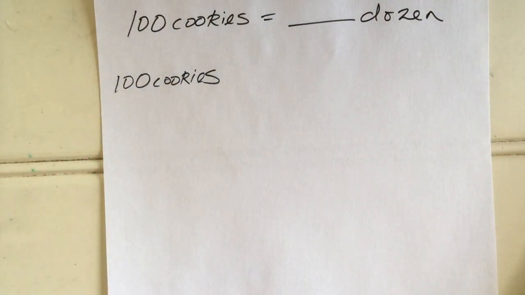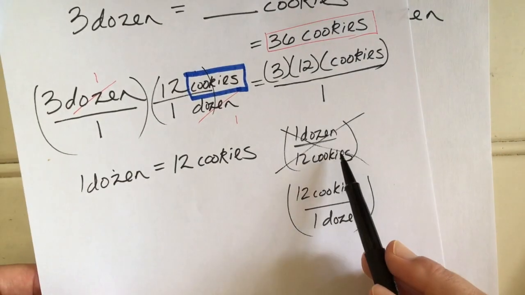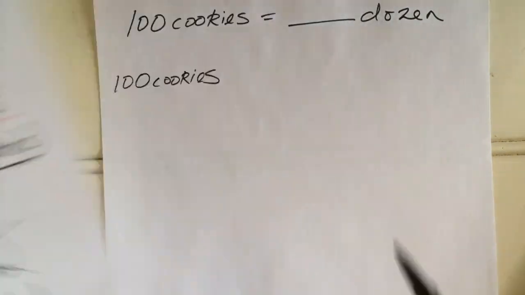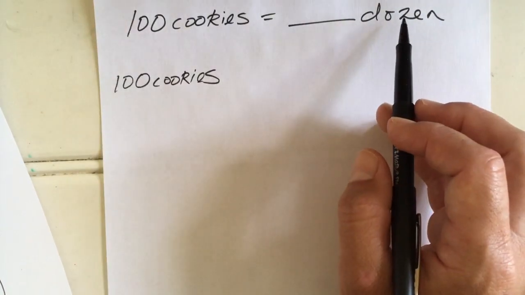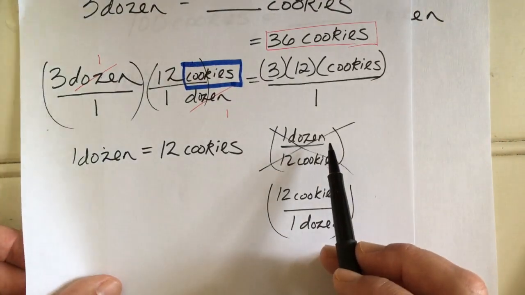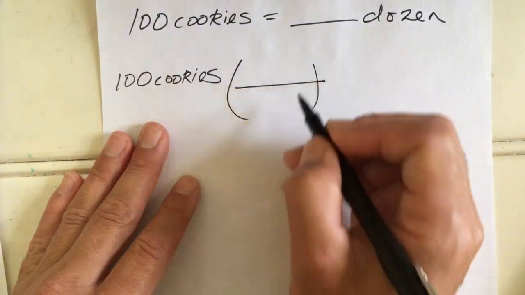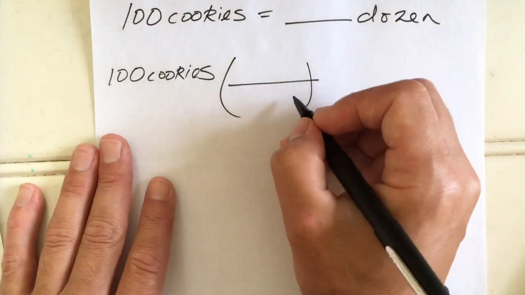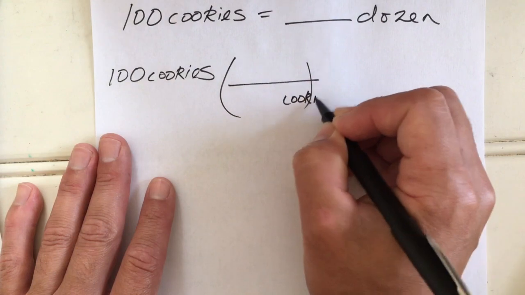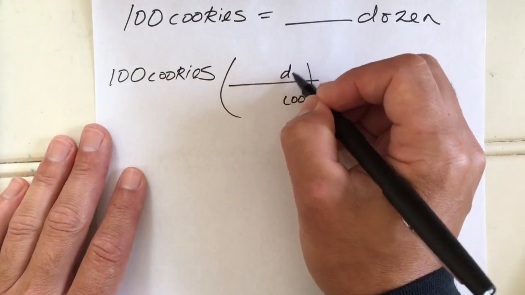Where am I? Oh, here it is. So do I use this one this time or this one, right? Because 12 cookies equals a dozen. So this time I want to get to dozen, so my trash unit is cookies. So I need to use the conversion that will allow me to get rid of cookies, which is this one. So what I'm saying is when you write your conversion factor, I don't care about the numbers, I care about the units. The units I want to cancel go on the bottom, because I want to cancel this, right? And dozen is going to go up here.